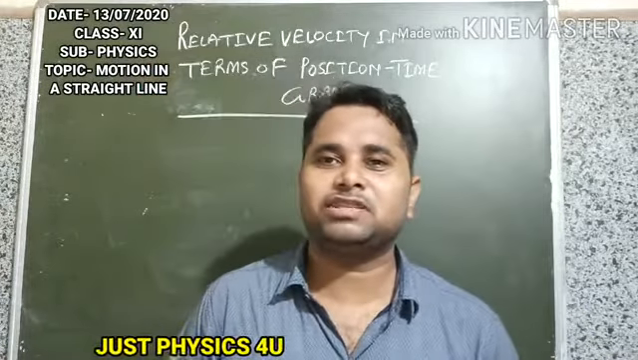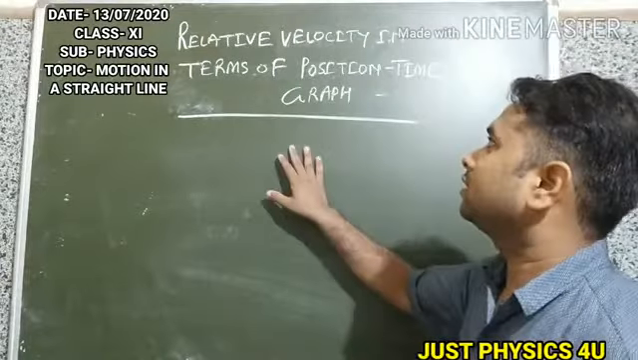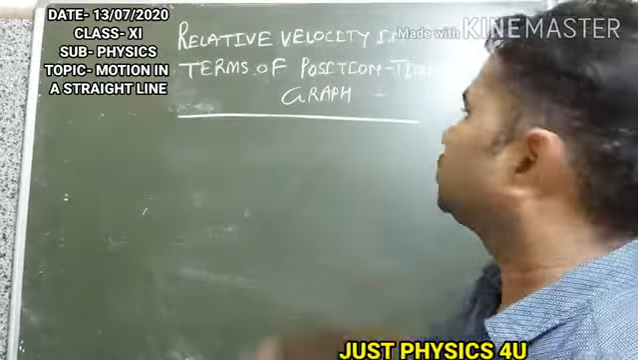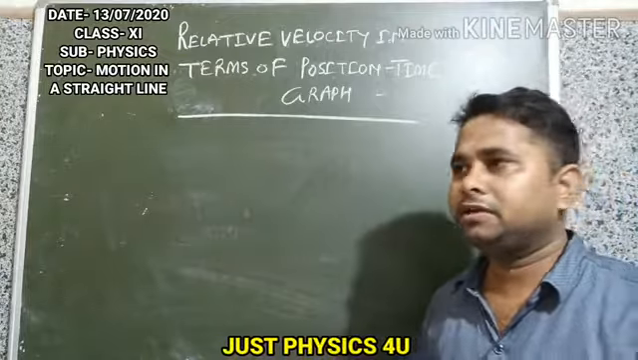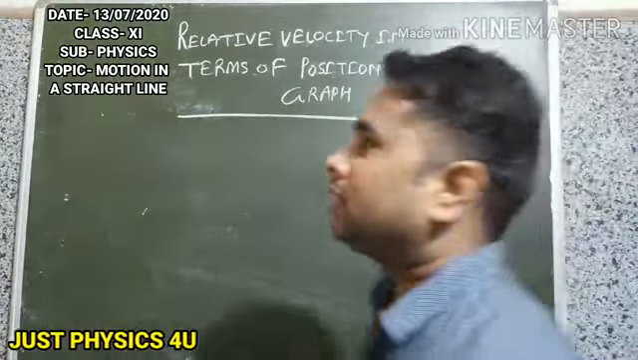In the previous class we discussed relative velocity. Today we have the topic relative velocity in terms of position time graph. Let's see what happens to the relative velocity in a position time graph.